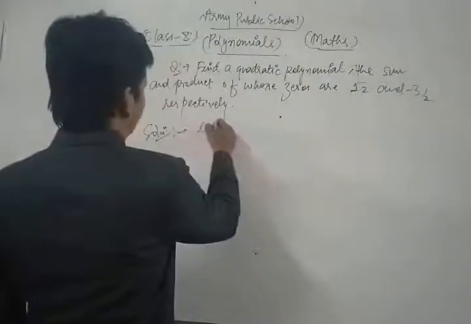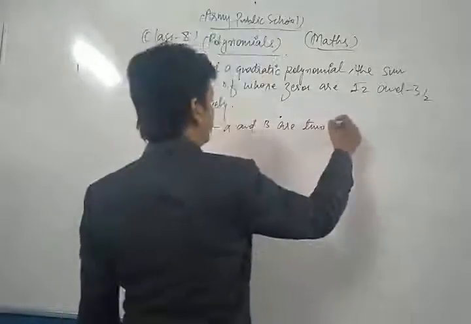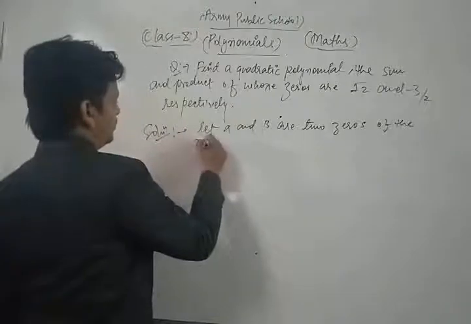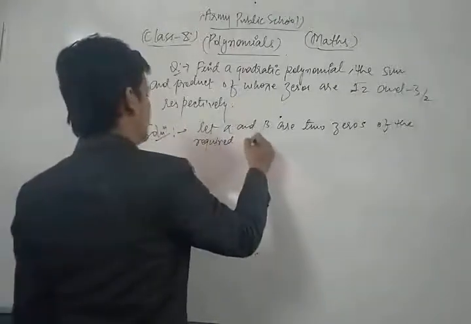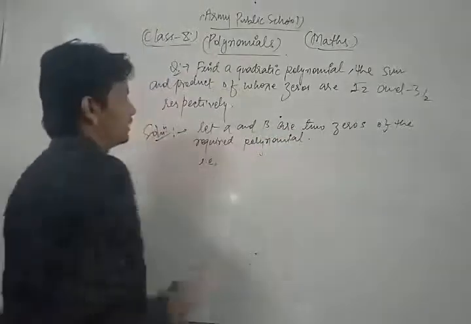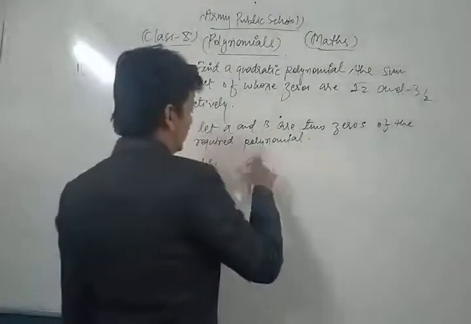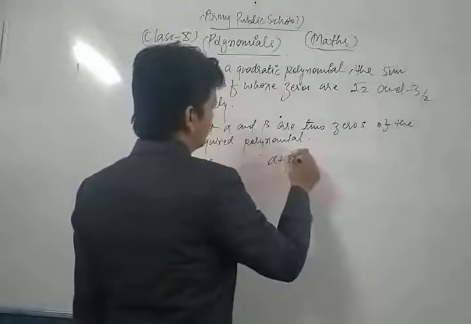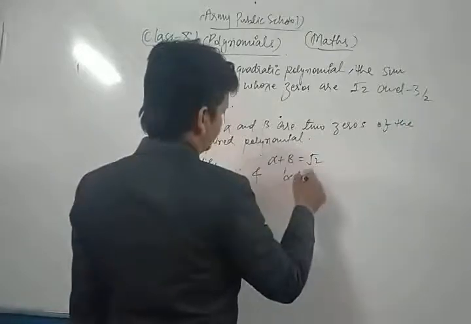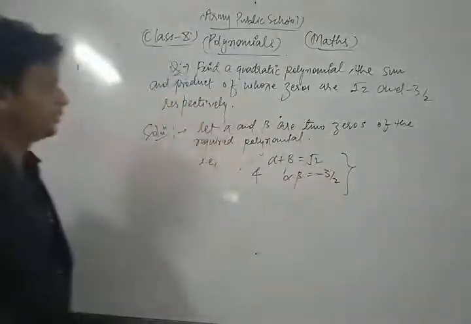First of all, let alpha and beta be the two zeros of the required polynomial. What is given here? The sum and the product of whose zeros are given. That is, alpha plus beta is equal to under root 2, and the product of zeros, alpha into beta, is minus 3 upon 2.